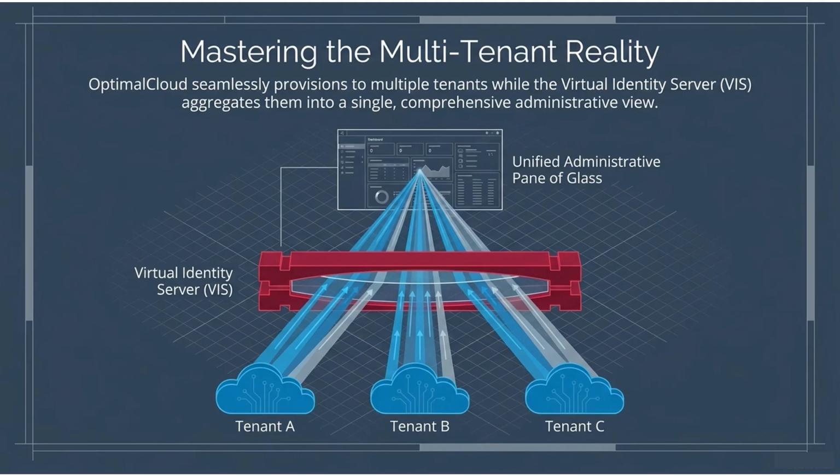And we see how valuable this is in multi-tenant realities, too. Oh, like when a company has different cloud environments. Exactly. Let's say your company has tenant A for Europe, tenant B for North America, and tenant C for a recent acquisition. OptimalCloud seamlessly provisions to all of those multiple tenants while the virtual identity server aggregates them into a single unified administrative pane of glass, as the presentation calls it. Yes. So you aren't logging into 3 different dashboards with 3 different sets of credentials just to see what your employees are doing. VIS funnels that visibility into one view. It dramatically reduces administrative fatigue.